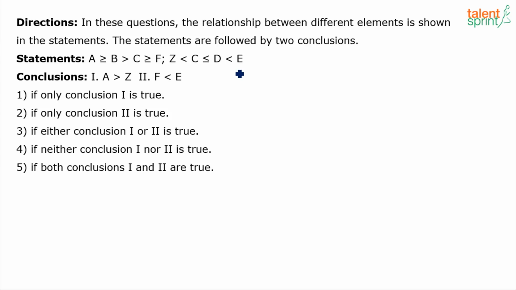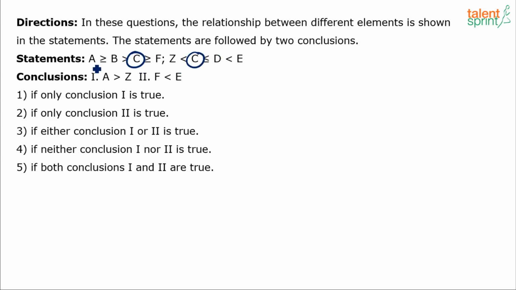Now you can see that the common variable in these two statements is C. So if the two statements have to be connected, the common friend is C. So this is a group of friends. A, B, C, F is one group of friends. Z, C, D, E is another group of friends. In both these groups, who is the common person? C is the common person.